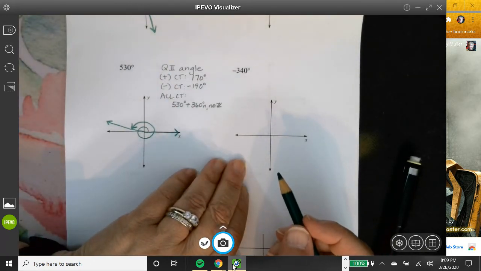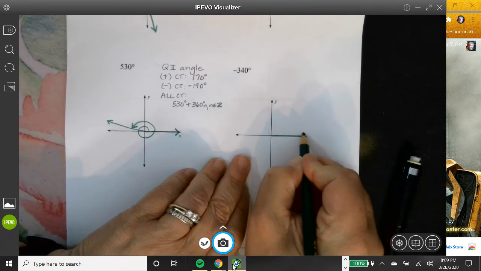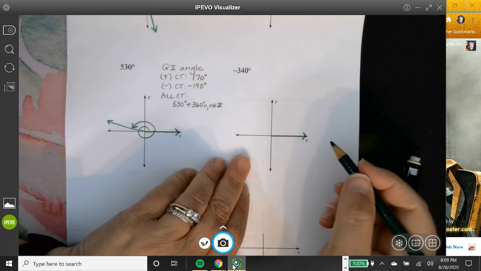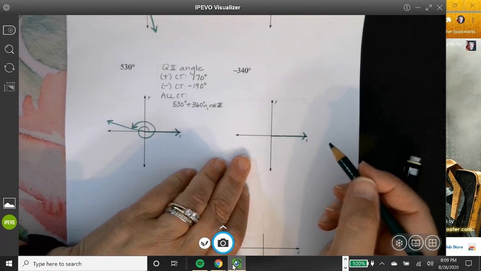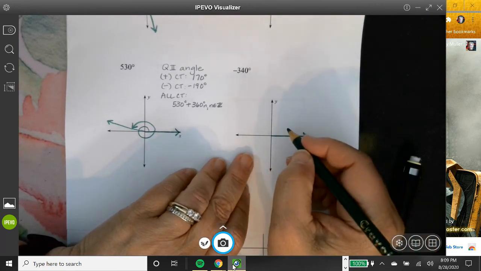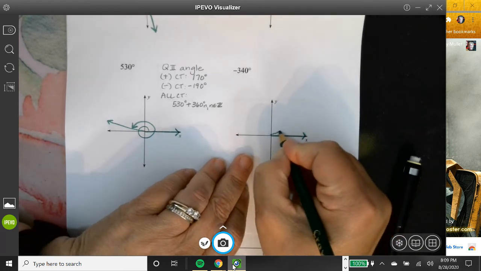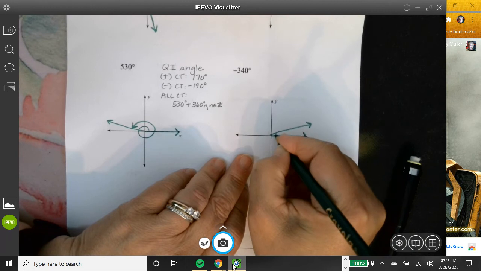Negative 340. So we're going to start in standard position. Initial side on the positive x-axis. And 340 means I'm not going all the way around, because all the way around is 360 degrees. I'm 20 degrees short. So here we go.